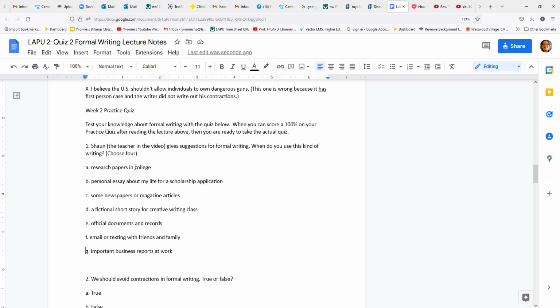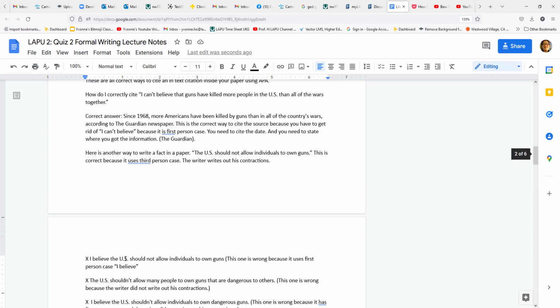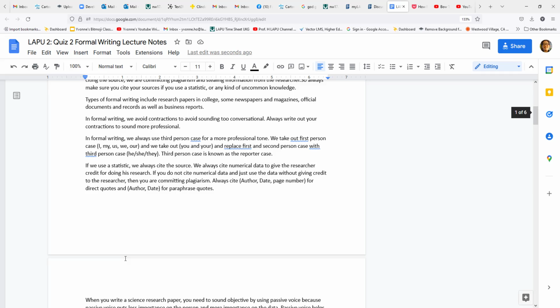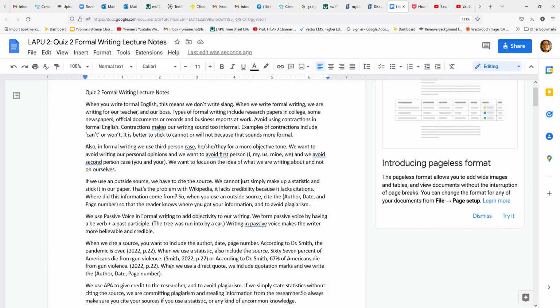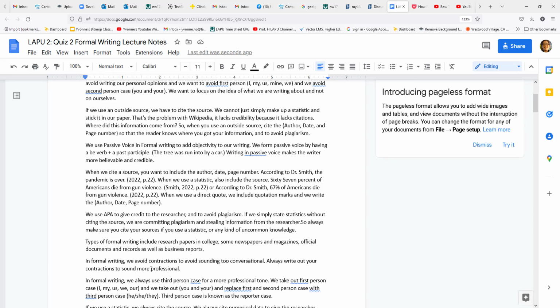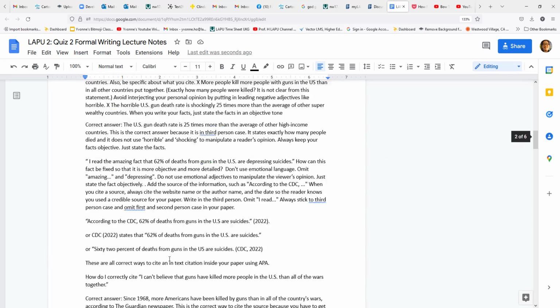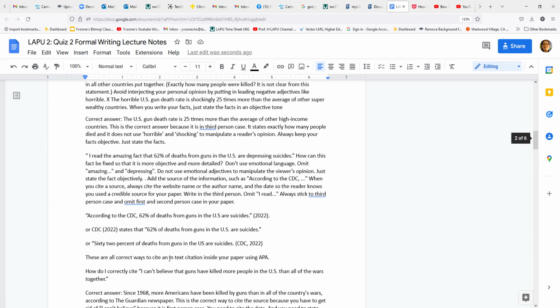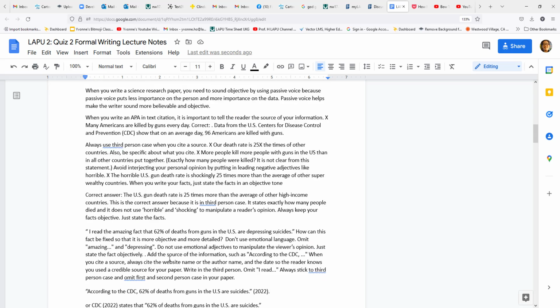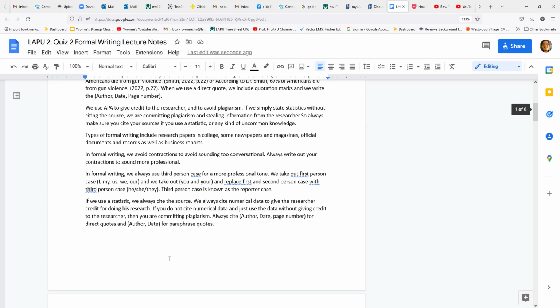So it's research papers, newspapers, official documents and records, and important business records. And I do believe I wrote that many, many times up here, so that means you need to study, okay? Study what's up here, all of this stuff, and then you take your quiz, because the practice quiz is based on what I said. I think I said it a couple of times, and I can't remember where it is.